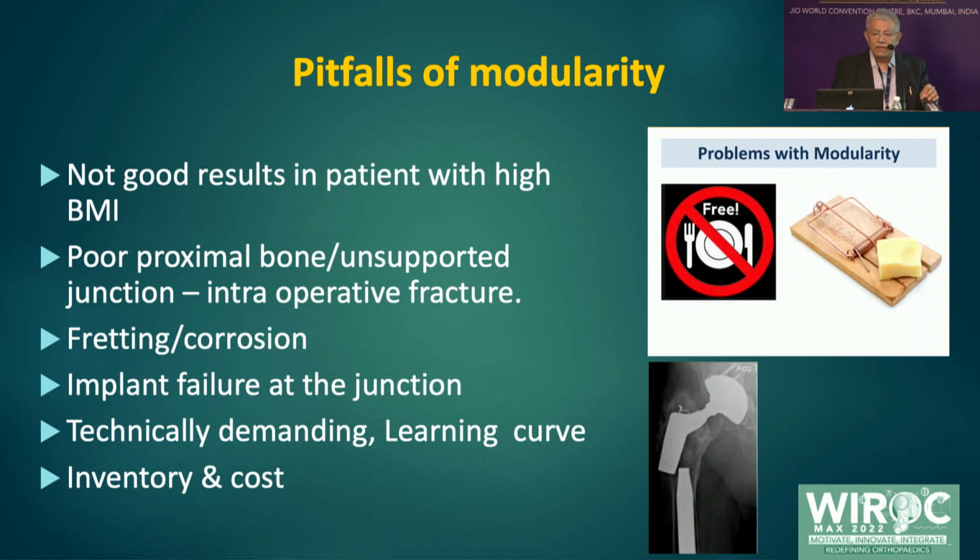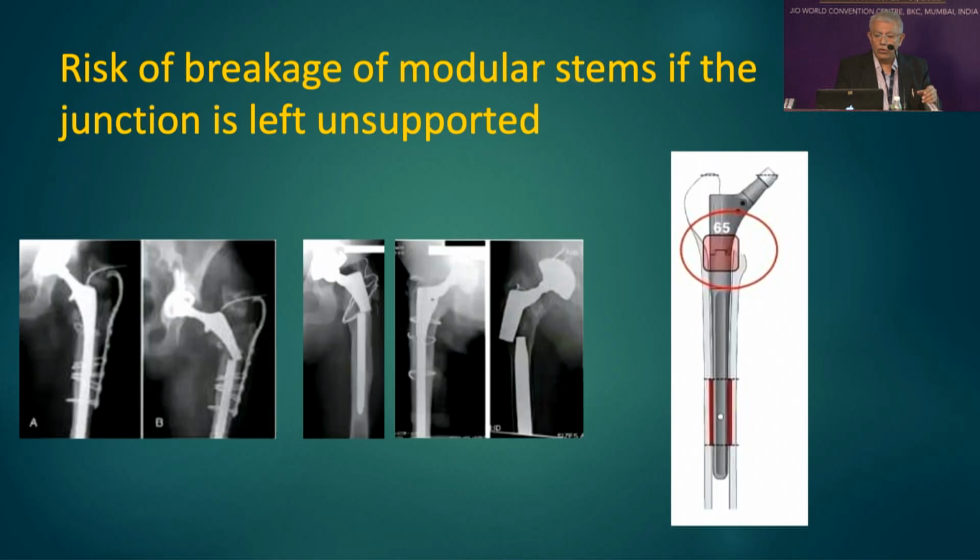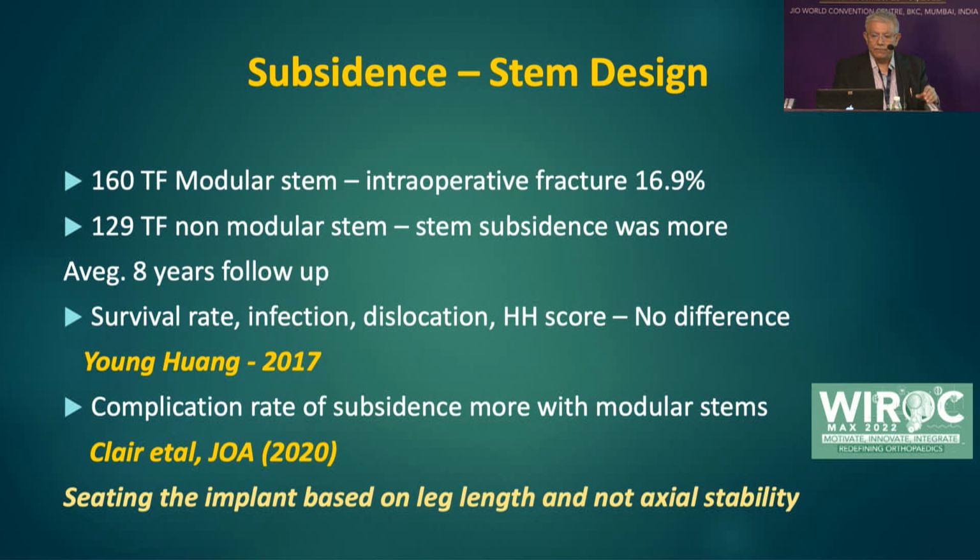It's not a good result with high BMI patients, number one. Number two, when you have an unsupported proximal junction, there is a chance of breakage, implant failure at the junction. It is technically more demanding, there is a learning curve, you need more inventory, and cost is a factor. So we have already seen modular stems breaking because there is an unsupported junction.